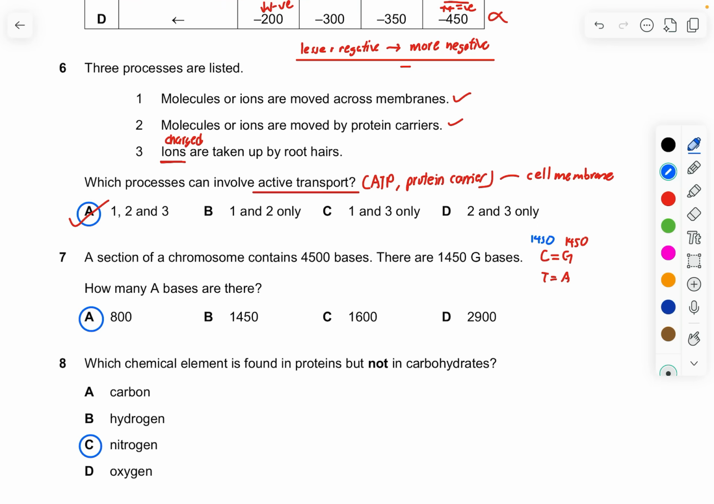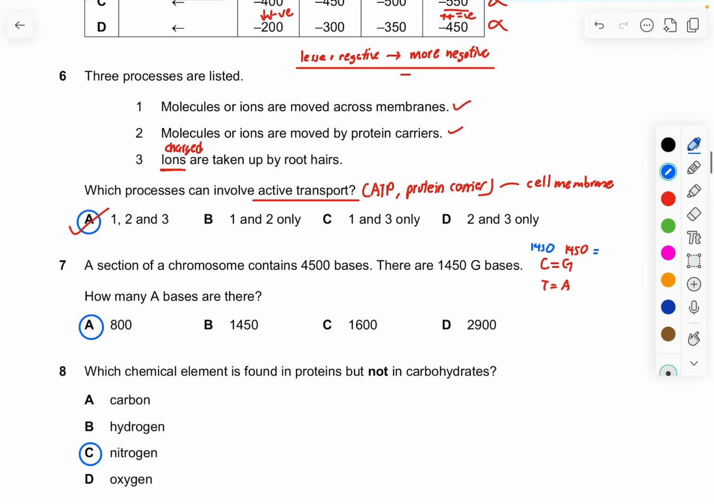So if you add up 1,450 plus 1,450, what will your answer be? You're going to get 2,900. Now use 4,500 minus 2,900. What would you get? If you minus this off, the answer is 1,600. So now you see that both T and A are a total of 1,600 bases. Now the question wants how many A bases there are, so you just divide by 2. You get 800. So the answer is A. Alright, so I hope this is clear.